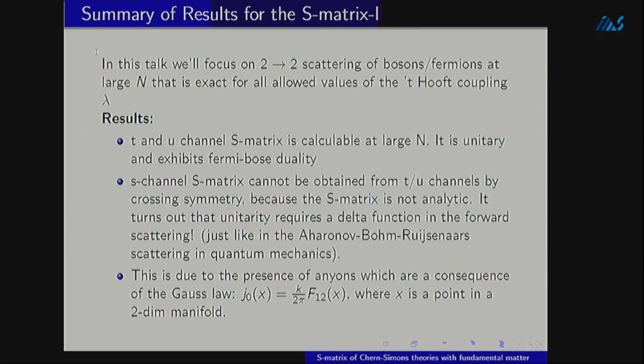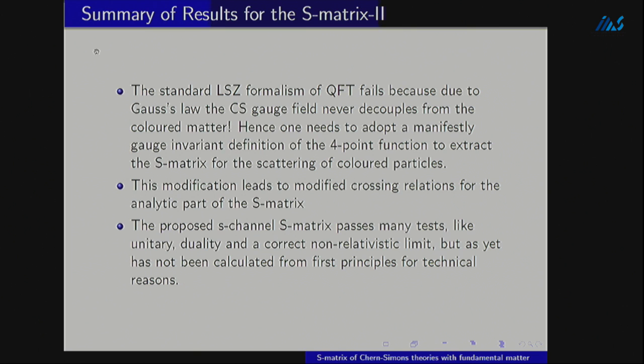And it took many years later for this gentleman, Ruijsenaars, to point this out and actually add the right piece to the Aharonov-Bohm answer to unitarize it. So this is something which one had to sort of discover through the literature. Okay, so this delta function being there tells you that there is no analyticity, and therefore you cannot really obtain the S channel S matrix from these answers. Okay, let me go on.